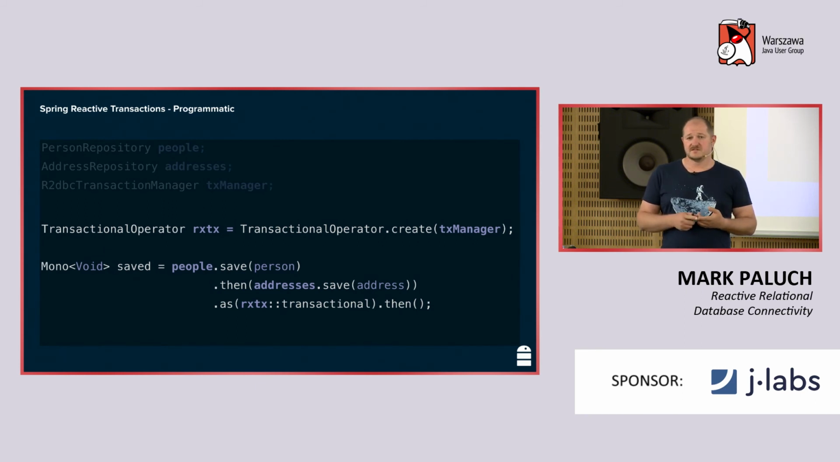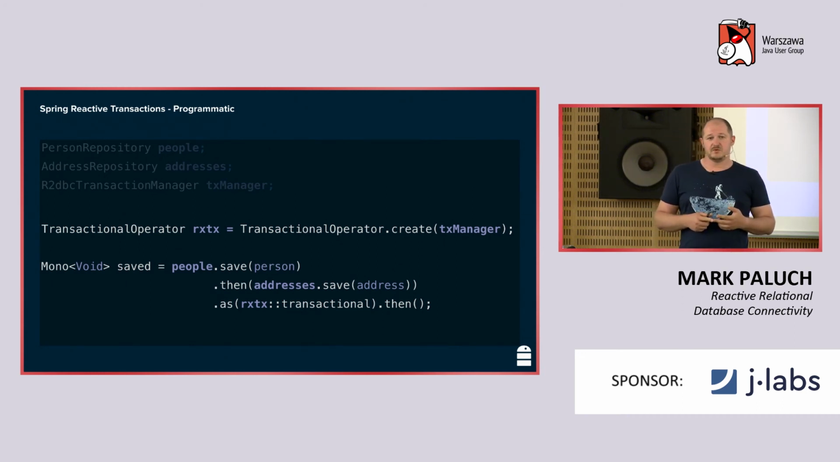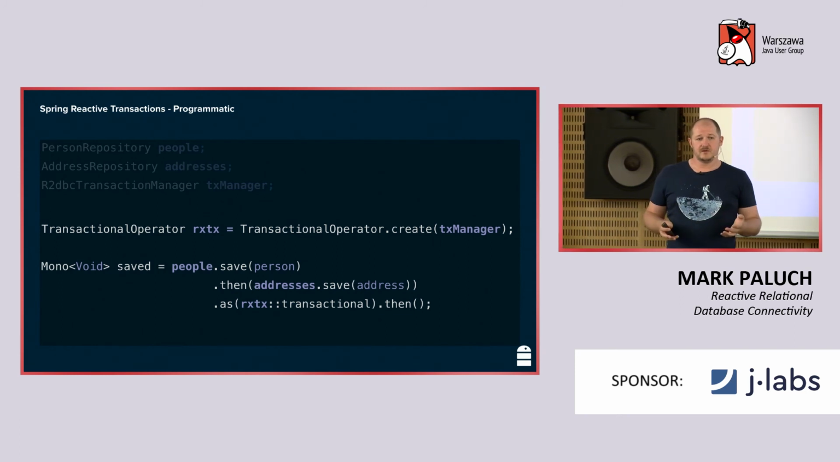The first call is a save call to save a person. The second one is saving an address. And then we express that we want to do all this within the scope of a transaction. So we say transactional as transactionalOperator.transactional. And then all these upstream operators are participating in a transaction. And if the first succeeds, but the second fails, then the entire transaction is rolled back, as you would expect that from a transaction management system.